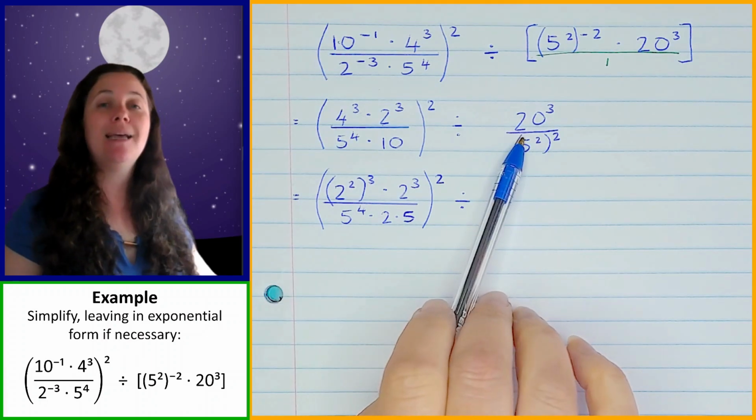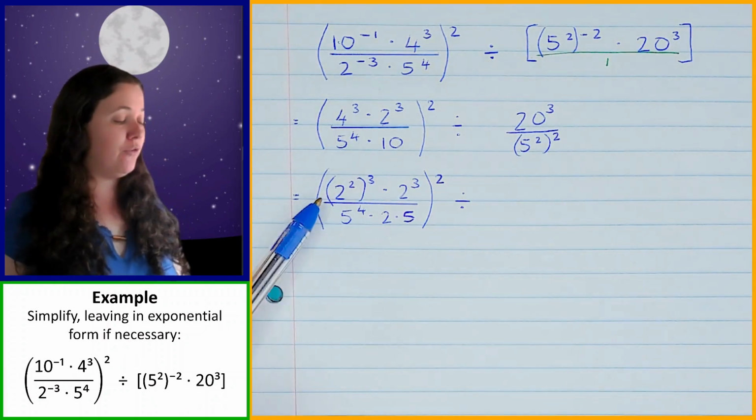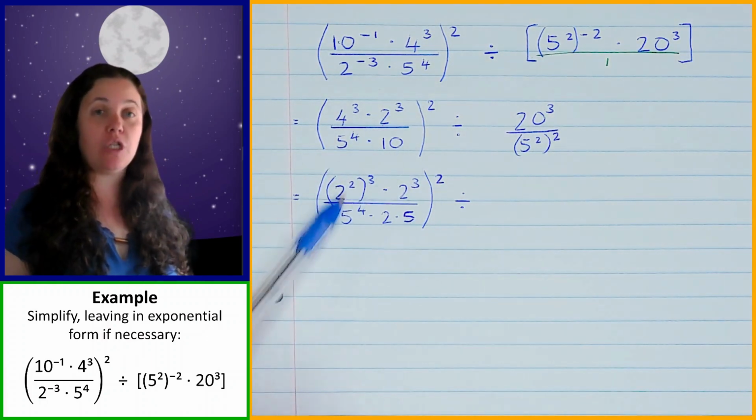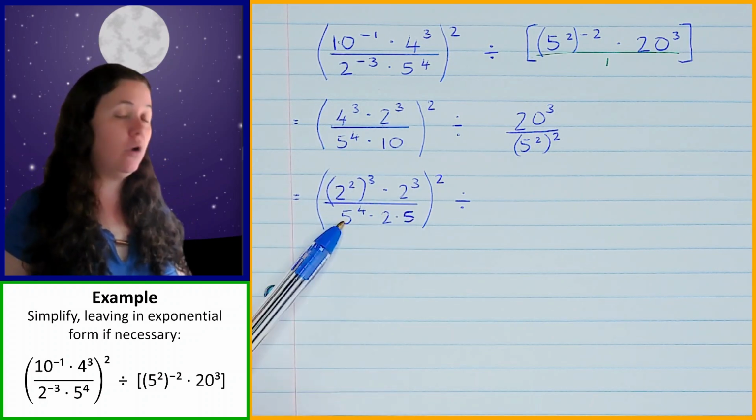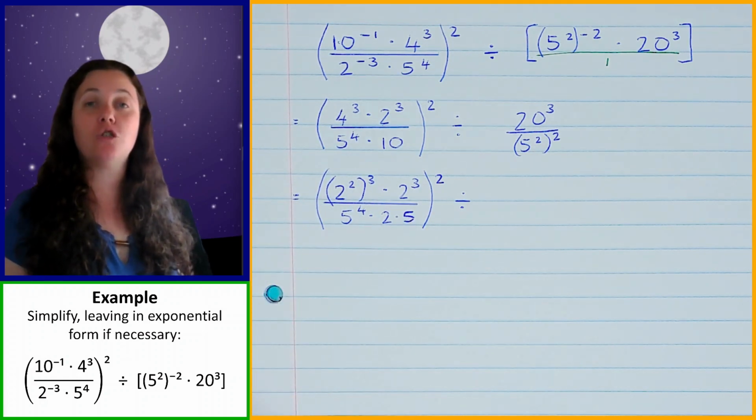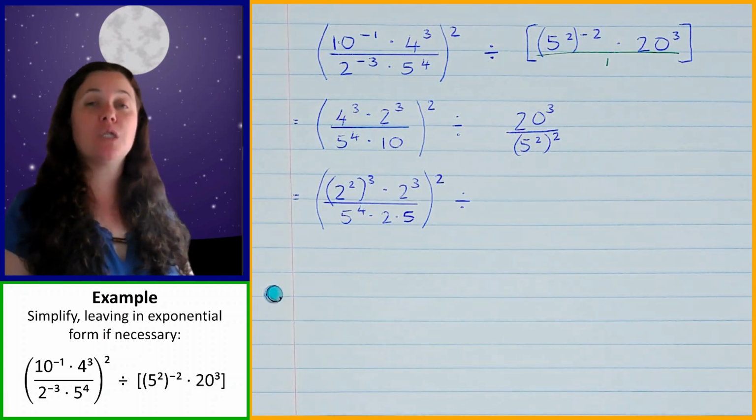So the 20 is the same as 4 times 5, but 4 is also not going to work for us because we don't have any 4s here anymore. So I'm going to change the 4 to 2 squared. So 20 is 2 squared times 5.